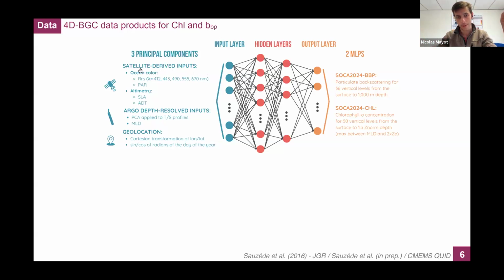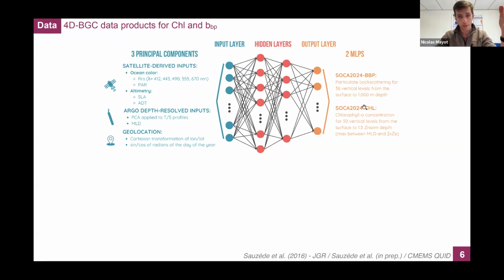And there are three main components of this neural network. The first one is the satellite information at the surface, here using ocean color information, matched up with TS information from Argo floats and also geolocalization. And at the end, after training, this neural network is able to produce a vertical profile of BBP and chlorophyll.